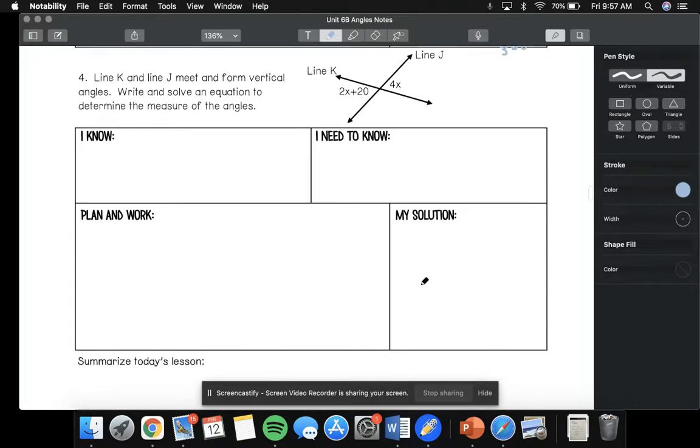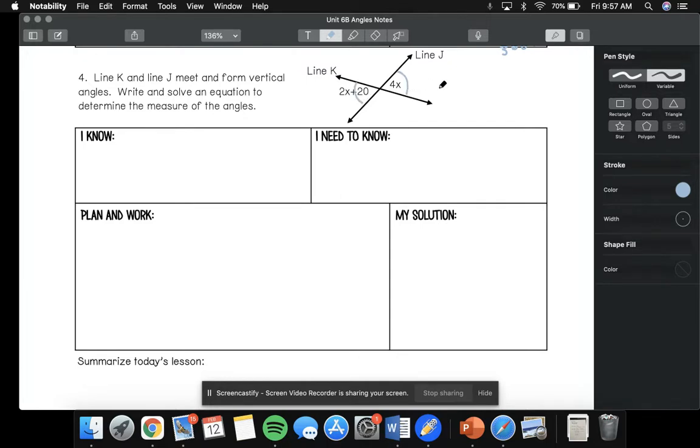All right, the last problem is line K and line J meet and form vertical angles. Write and solve an equation to determine the measure of these angles. So we have two lines that cross, and they're saying that we have vertical angles right here and right here.